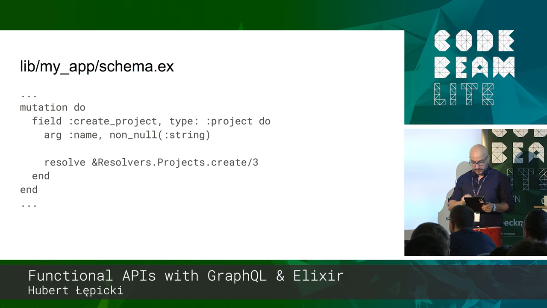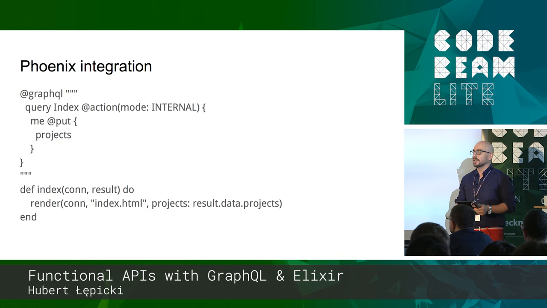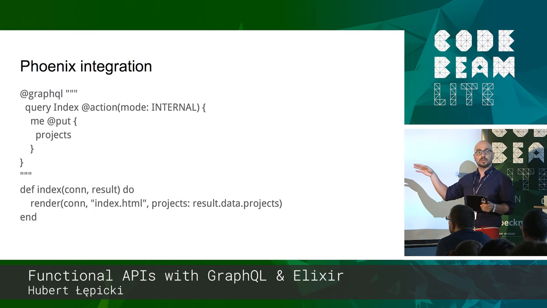Right. There's a Phoenix integration where you can query. I actually didn't try that, whether that works, by the way. So, last minute addition. You can specify in your controllers that you want to fetch the data for your controllers using GraphQL, using Absinthe. So you just write this inline.